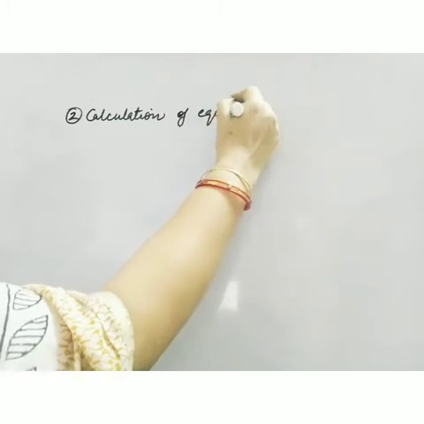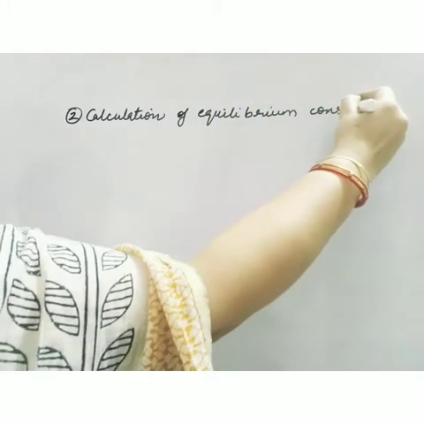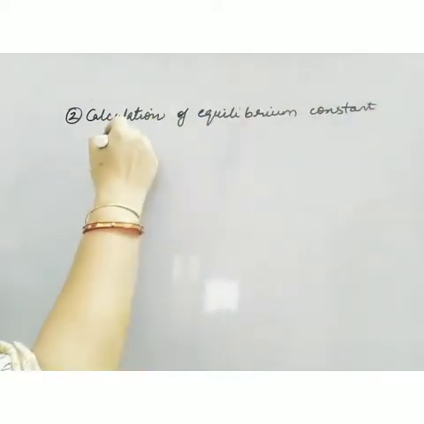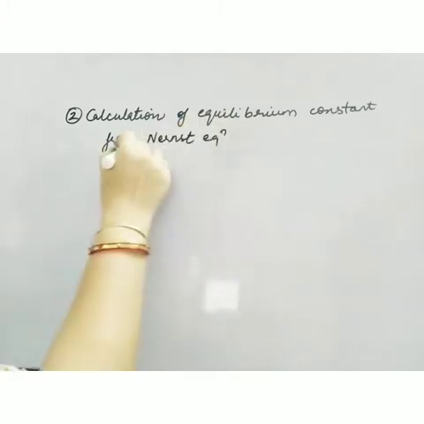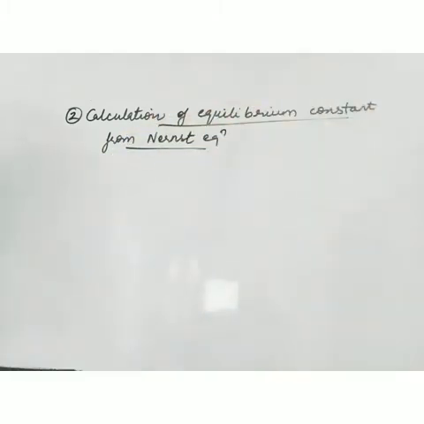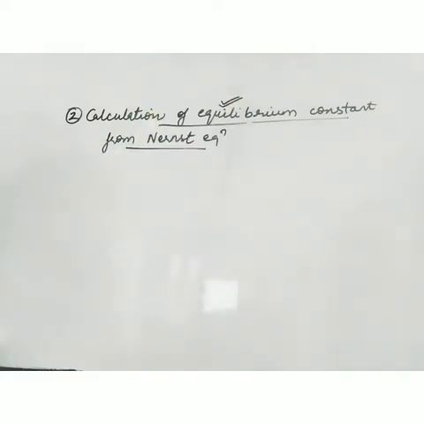equilibrium constant from Nernst equation. Now, what is the meaning of equilibrium? Equilibrium means when the reaction proceeds both in forward and backward direction, and a stage comes where the forward reaction becomes equal to backward reaction, like this.